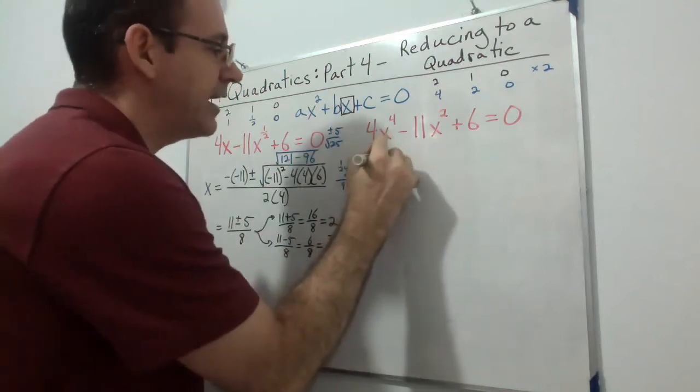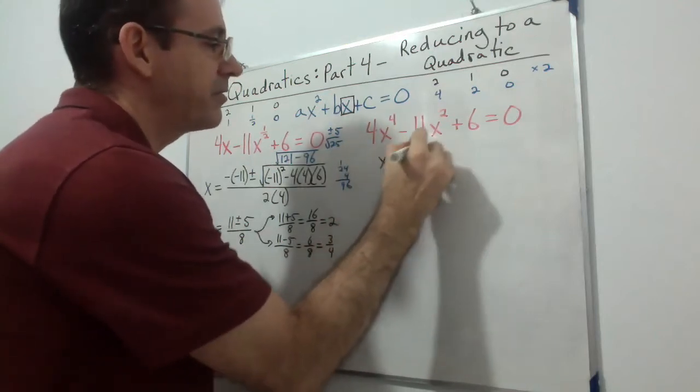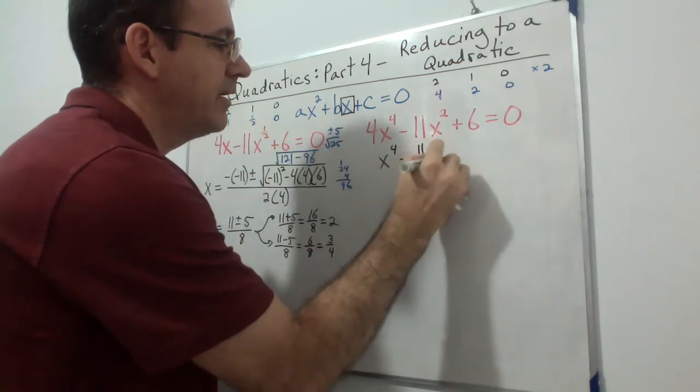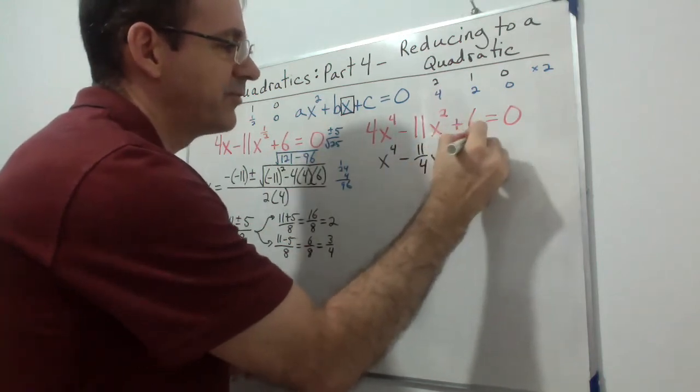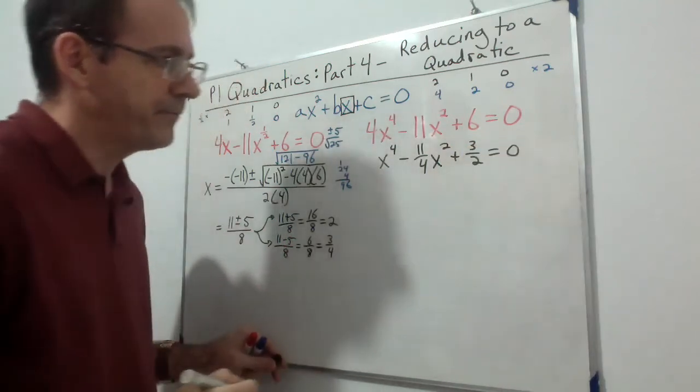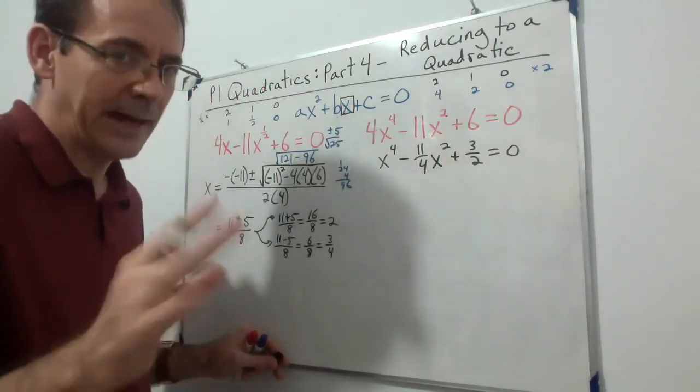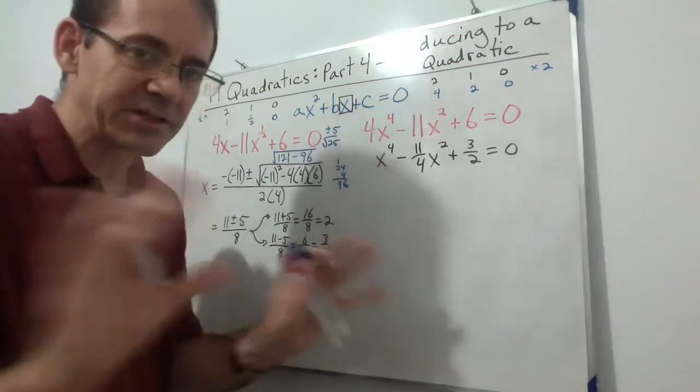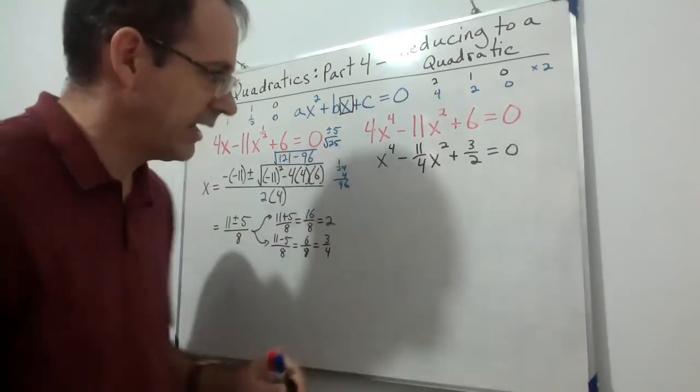So that gives us x squared minus 11 over 4 x plus 6 over 4. 6 over 4 is the same thing as 3 halves, equal 0. Now, it might look scary because there's fractions. Don't worry about it. It's okay.